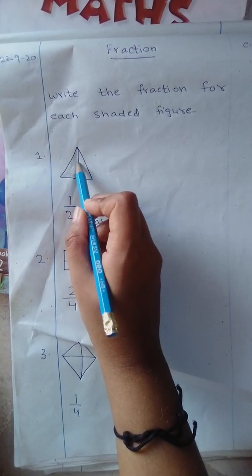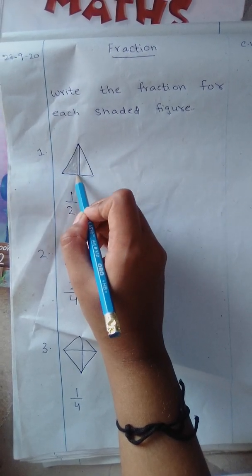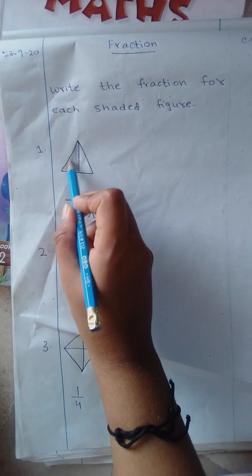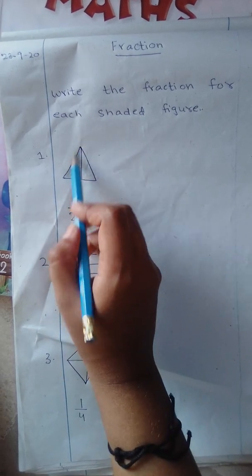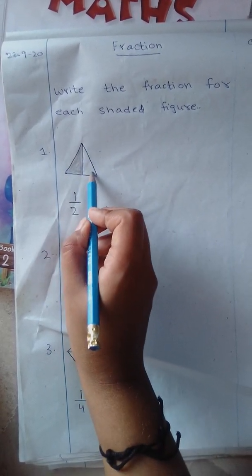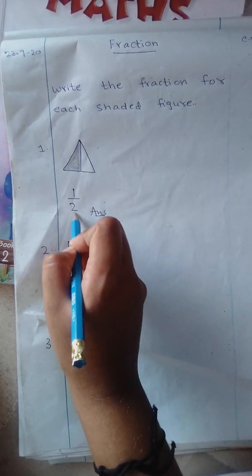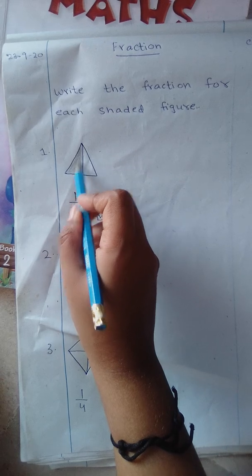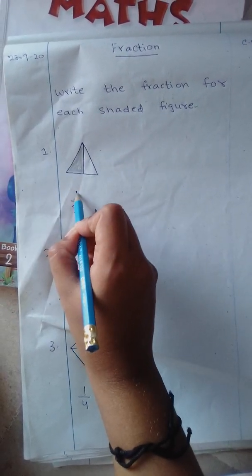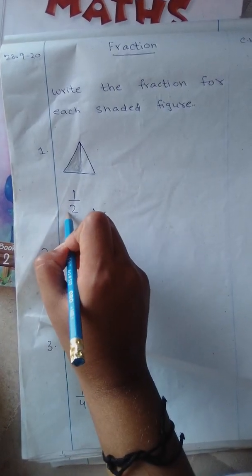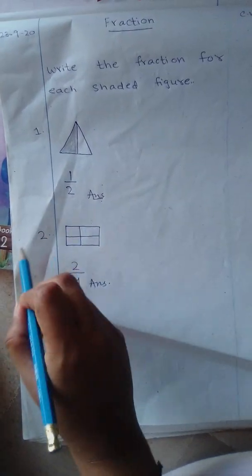This is a shaded part of the triangle. Only one side of the triangle is shaded and the other one is not shaded. How many parts is it divided into? The triangle is divided into 2 parts, so it is 2. How many parts of the triangle are shaded? Only one part, so you have to write 1. So this is 1/2, the fraction for this triangle. This is your answer.